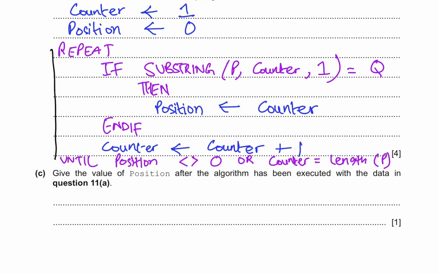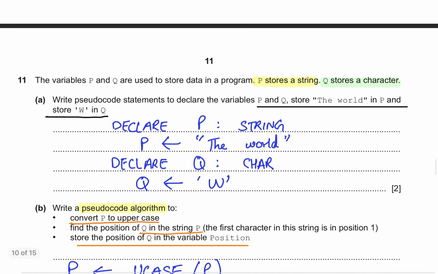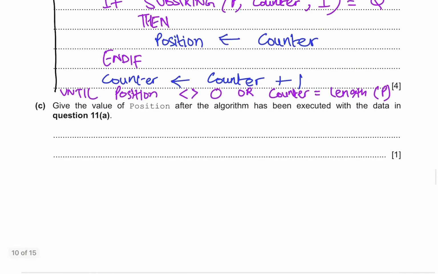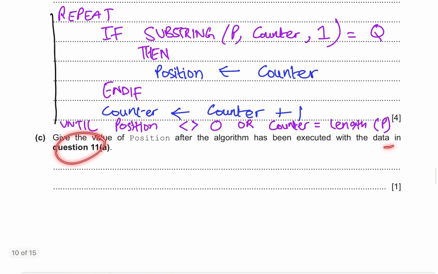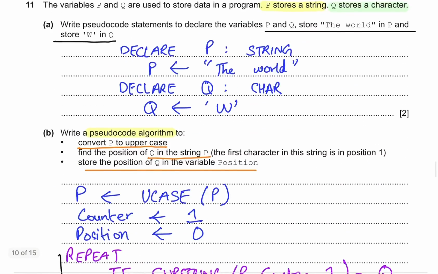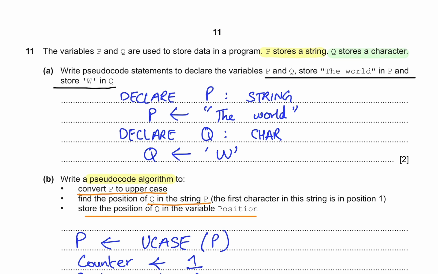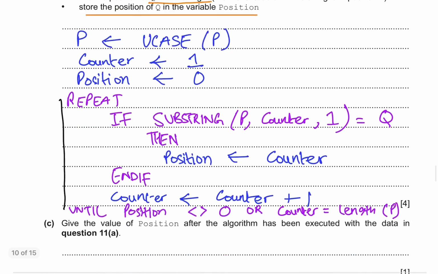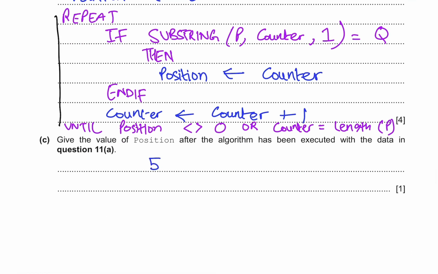Give the value of the position after the algorithm has been executed with the data in question 11a. Question 11a, what is the position of the data? With the data in question 11a, give the position after the algorithm. So the position of the algorithm and data 1, 2, 3. The position of data will be 5. It will be 5. All right.